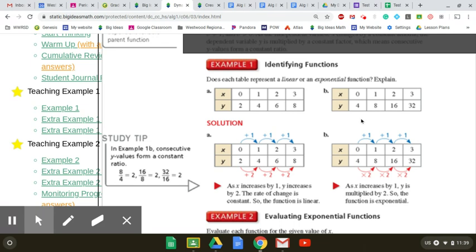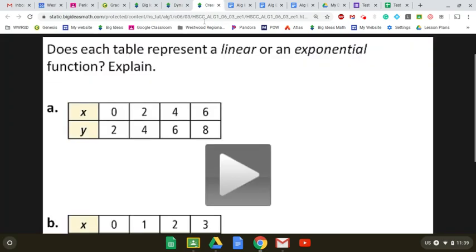Let's look at letter B. Our x's here are going 0, 1, 2, 3. Again, the x's are adding by 1s, but now let's look at the y's. We're going from 4 to 8 to 16 to 32. Our y's are being multiplied by 2. So since our y is being multiplied by 2, this is an exponential function. Let's look at another example like this.